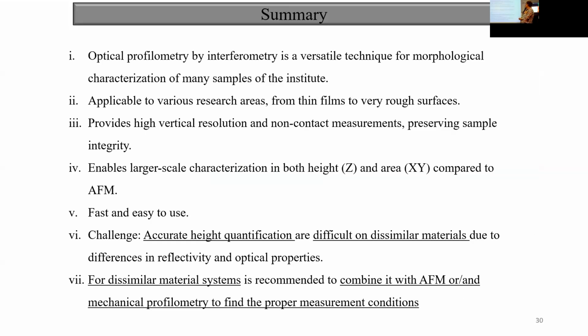And so I finish with a summary. I think that the technique is interesting to apply in different systems of the institute, and that it is applicable from thin films to very, very rough surfaces that we can't access to this kind of characterization by AFM, okay? The vertical resolution is very high, and it's a measurement that is fast, and you preserve the sample.